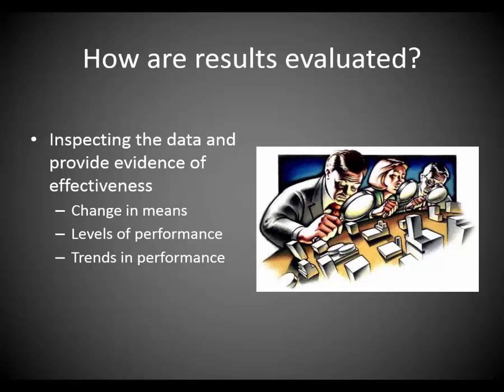All right, once our data has been represented in the form of a graph, it's necessary to evaluate our results. And basically what we have to do is inspect the data and provide evidence of the effectiveness of the treatment. And there are 3 important ways in which we can provide evidence of the effectiveness or the lack of effectiveness of the treatment that we use with our clients. The first is through an examination of a change in means. The next is examining levels of performance. And the last way in which we evaluate our results is by looking at trends in performance.